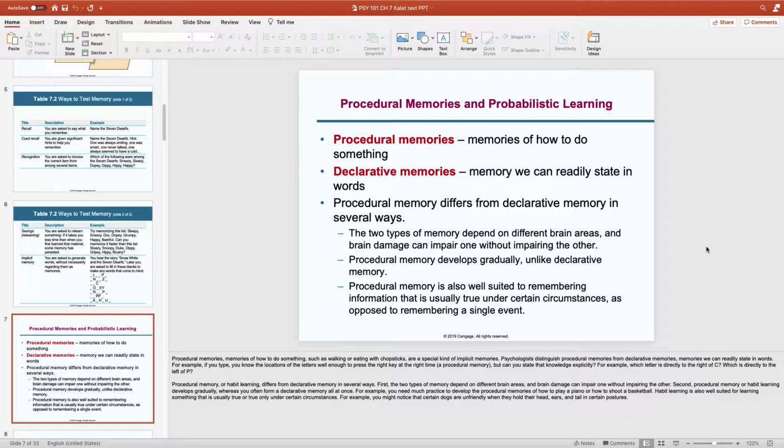So, to give you an example, if you are typing and you know to press a certain key at the right time, whatever you're typing, you don't necessarily have to be looking at the keys, you're just doing it.